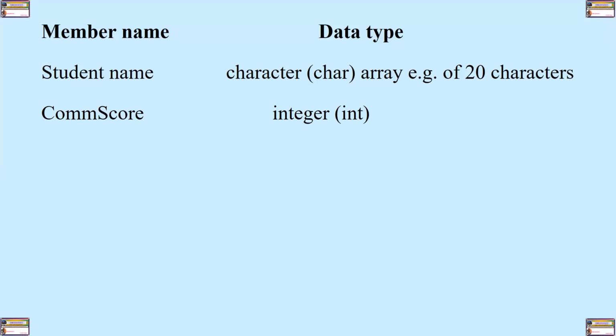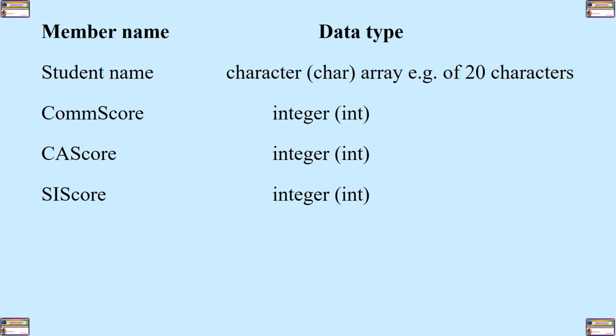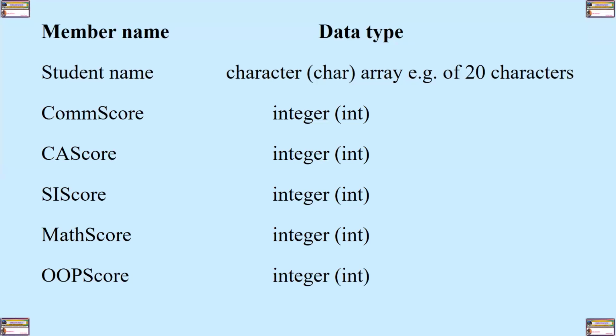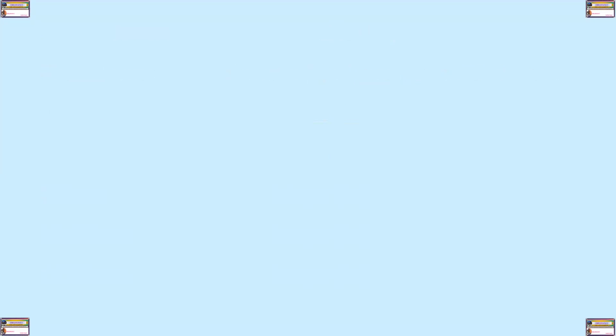Then comes score. Of course, what you're going to store there is the score out of 100. And therefore, because it will not have decimal points or fractions, it will be of type integer. The same applies to CS score, SIS score, math score, and OOP score. All of them will be of type integer. You can see when you are defining a structure, it's always important to know the data types for each of the members of your structure.